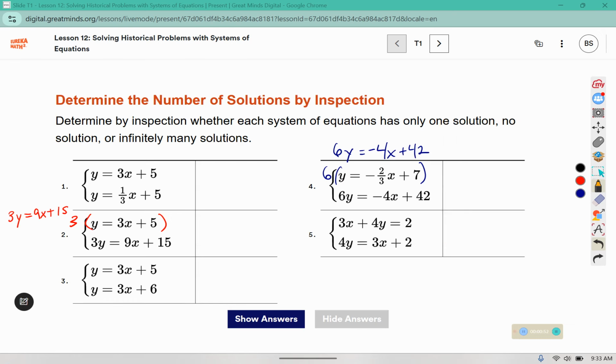For number 5, I'm going to move the x term over. So that gives me 4y equals negative 3x plus 2. Since the x terms do not match, this is going to be a one solution. Because if I divide by 4, this would give me a slope of negative 3/4. And if I divide by 4 here, that would give me a slope of positive 3/4. So this is a one solution system.